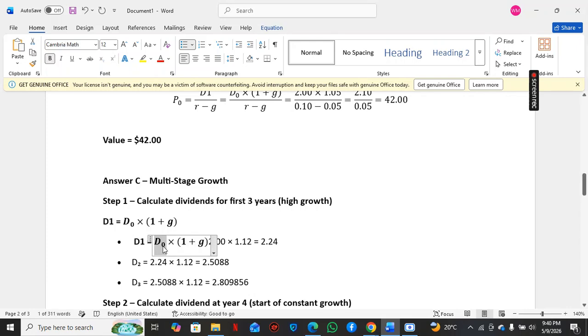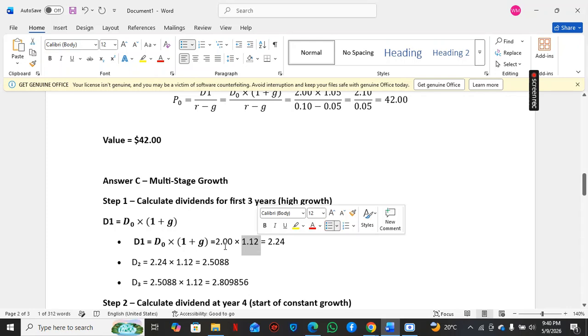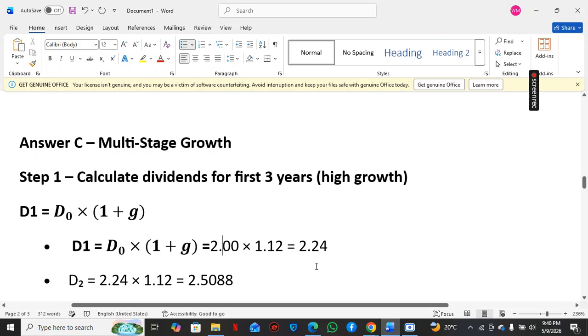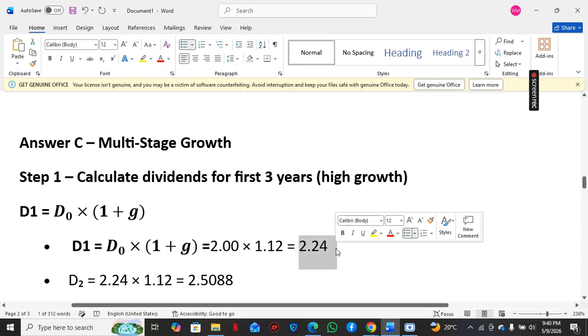D0, that $2 which was paid, multiplied by 1 plus the growth rate. The growth rate is 12%, so 1 plus 0.12, that is 1.12. So 2 multiplied by 1.12, we get 2.24. This is the expected dividend for year one.